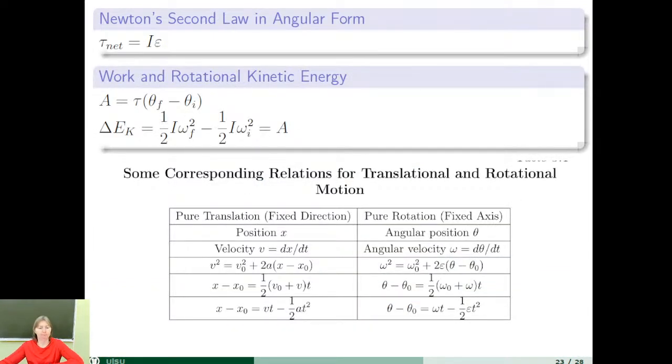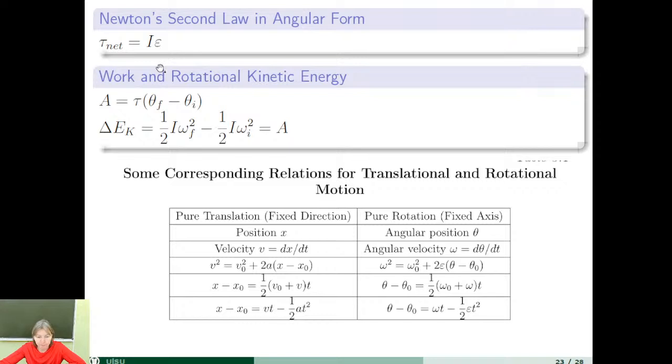And Newton's second law in angular form: the net torque, the sum of the different torques, is equal to the moment of inertia times the angular acceleration. This is Newton's second law in angular form.